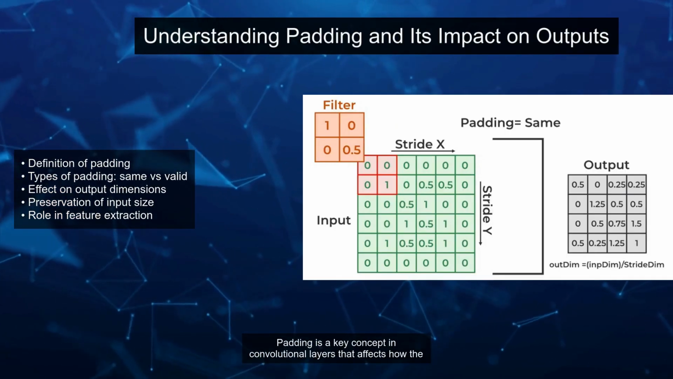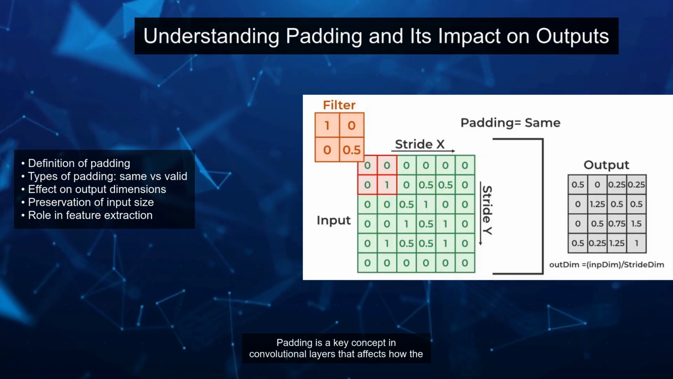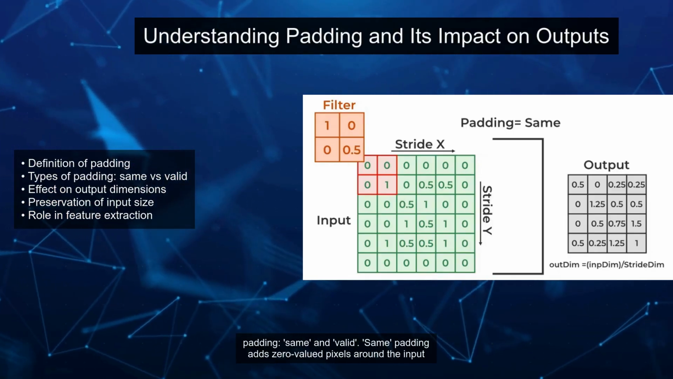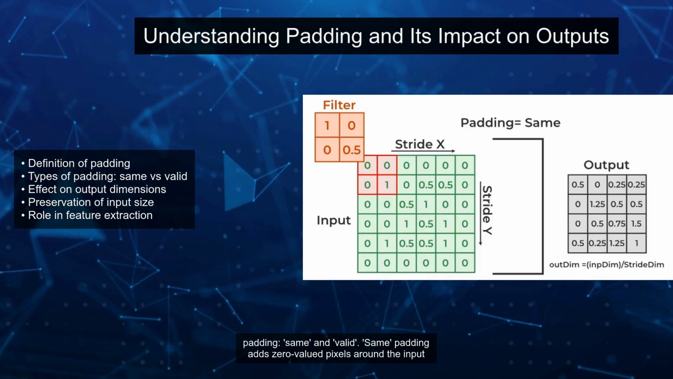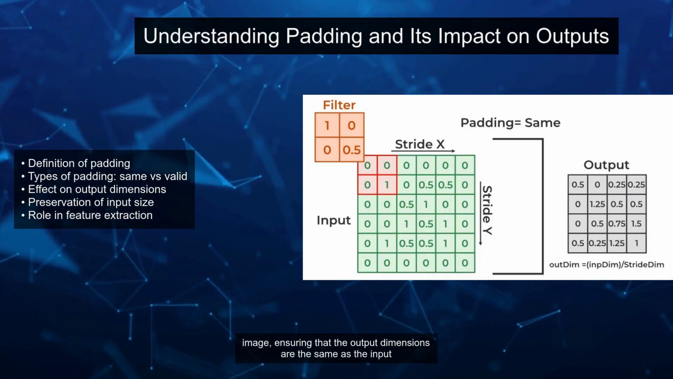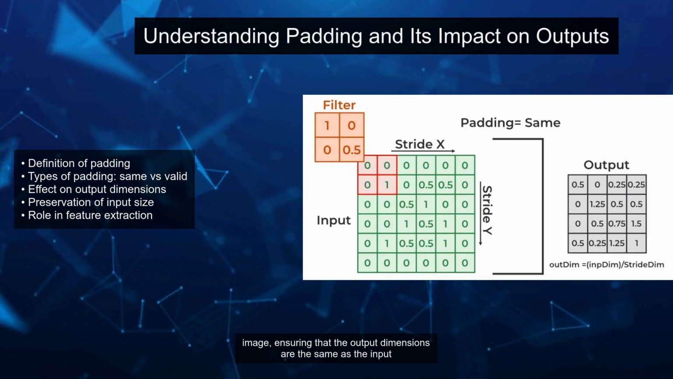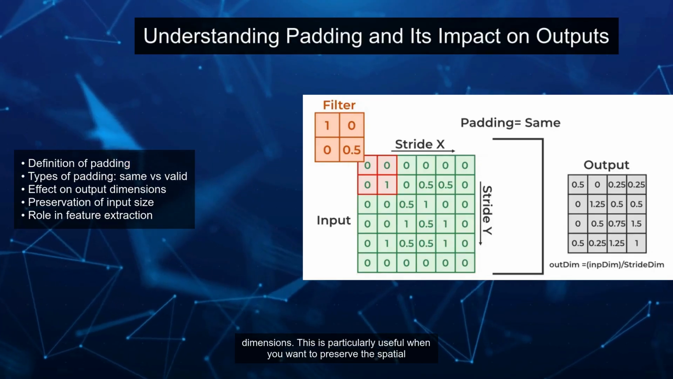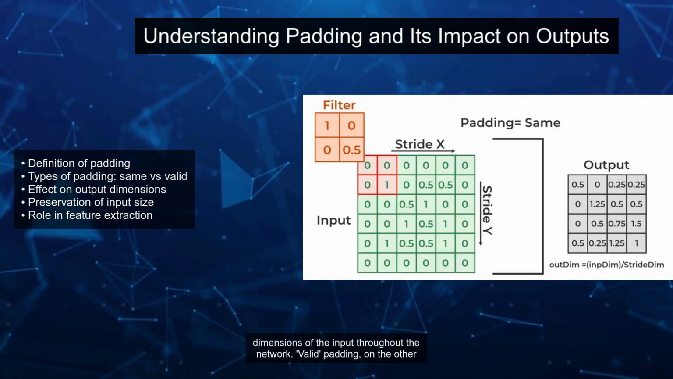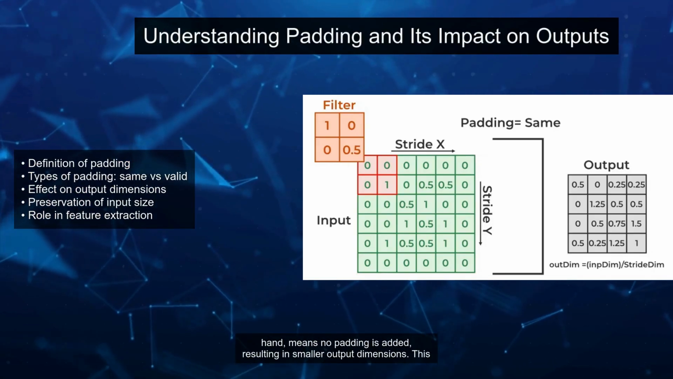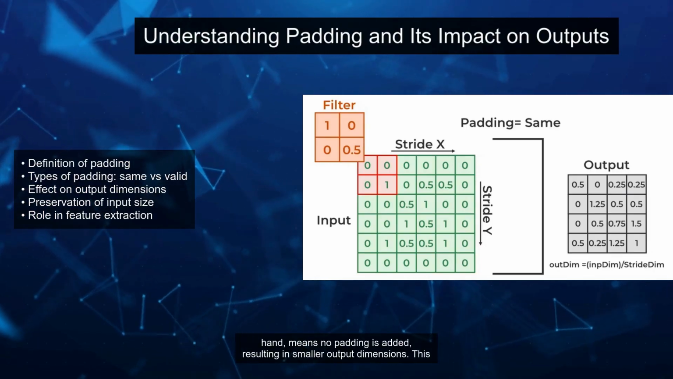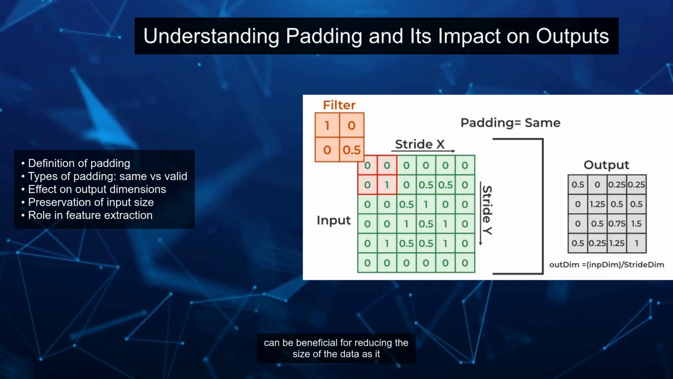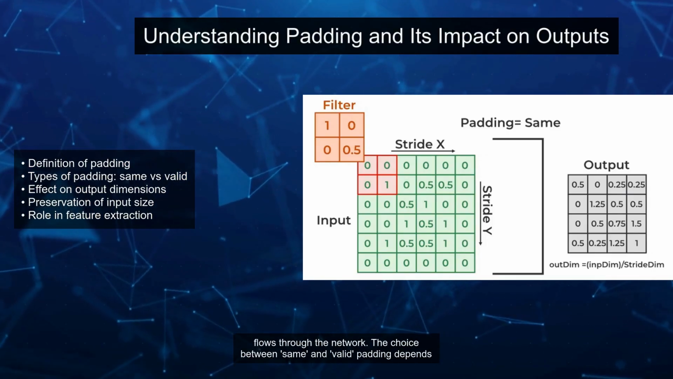Padding is a key concept in convolutional layers that affects how the filters interact with the input data. There are 2 primary types of padding, same and valid. Same padding adds zero-valued pixels around the input image, ensuring that the output dimensions are the same as the input dimensions. This is particularly useful when you want to preserve the spatial dimensions of the input throughout the network. Valid padding, on the other hand, means no padding is added, resulting in smaller output dimensions. This can be beneficial for reducing the size of the data as it flows through the network.